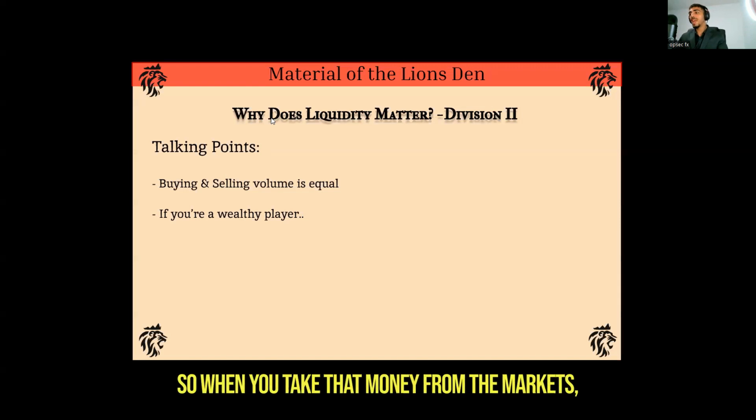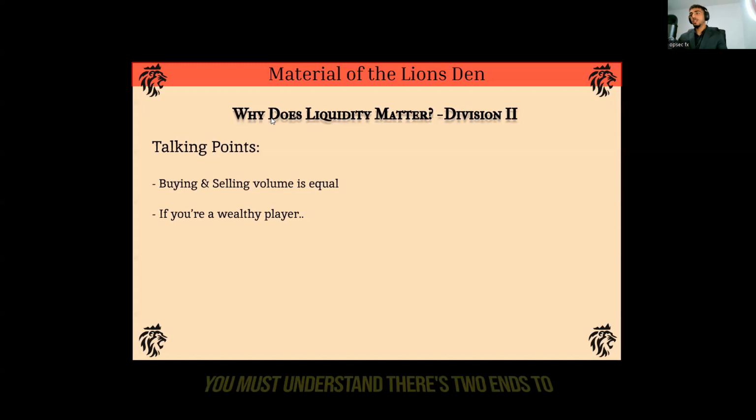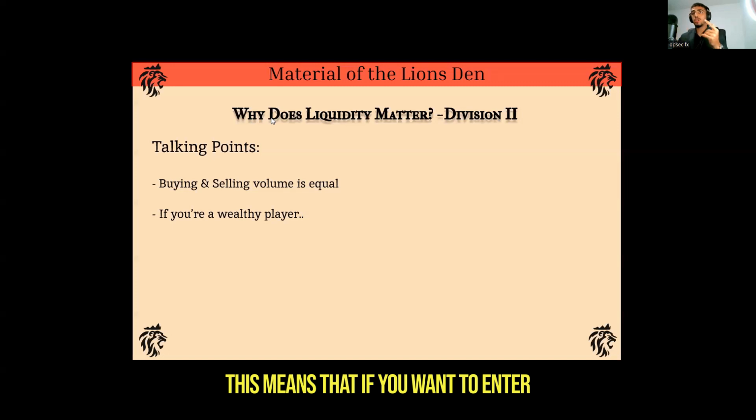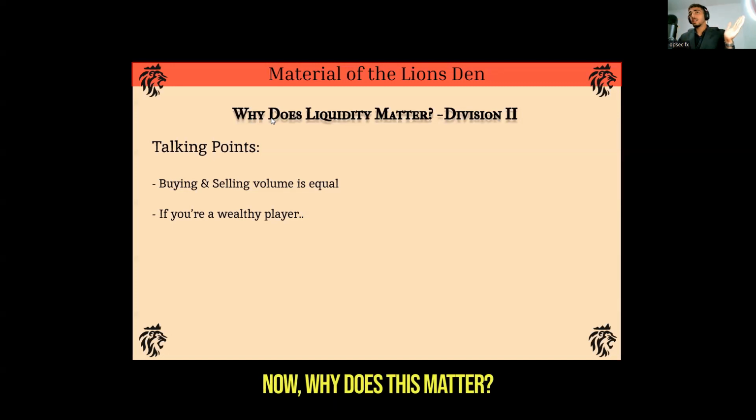So when you take that money from the markets, and when you lose $100, you give that money to the markets, somebody else is receiving that money. Okay? You must understand there's two ends to every single deal, to every single transaction. This means that if you want to enter a position, somebody is entering the opposite position. Now, why does this matter?